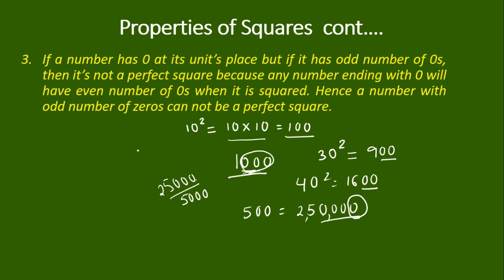Because if we take the square of any number which ends in zero, then it will have an even number of zeros. Like if I take the square of 10, I get 100. In 100 I have two zeros, which is an even number. So that is why 100 can be considered a perfect square number, but 1000 cannot be a perfect square number. So this is the third property of squares.